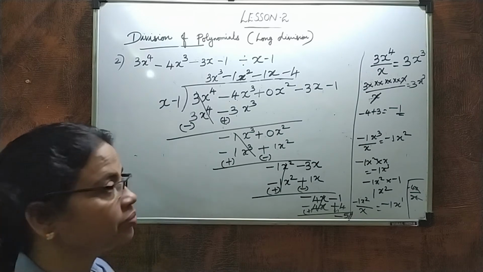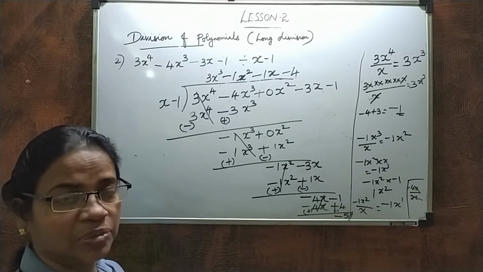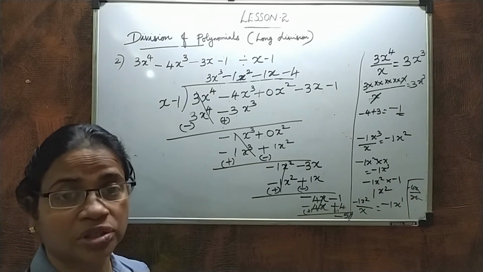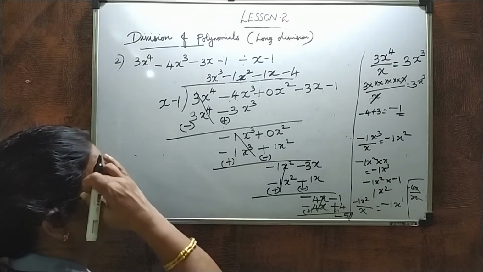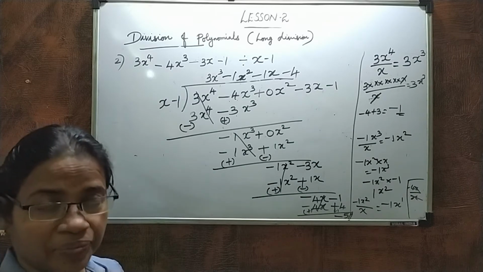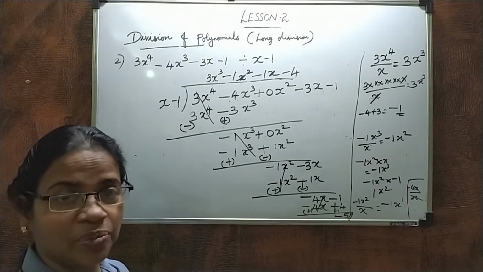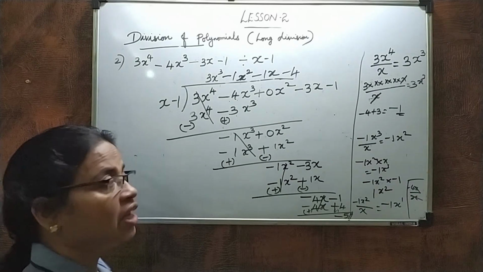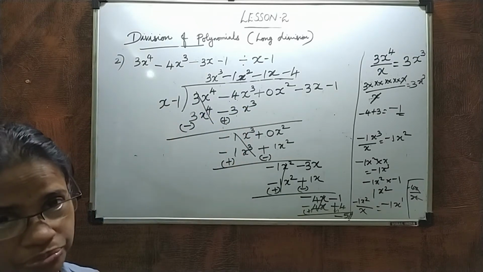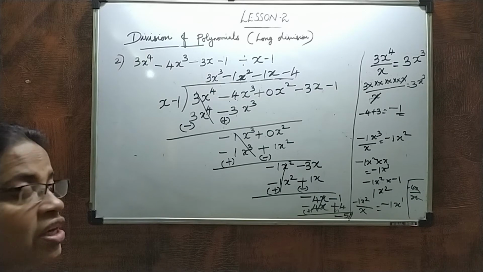So, once again I will repeat. First step, first term of the dividend divided by first term of the divisor. That means division occurs. And before that, the main thing you have to remember: you have to find out whether the terms are in descending order of degrees. If anything is missing, what should you do? Write there 0 times that variable raised to the degree that is missing. Same thing I am repeating, not only in the dividend, you have to do it in the divisor also. Clear? And then you start with the first term of the dividend divided by the first term of the divisor.